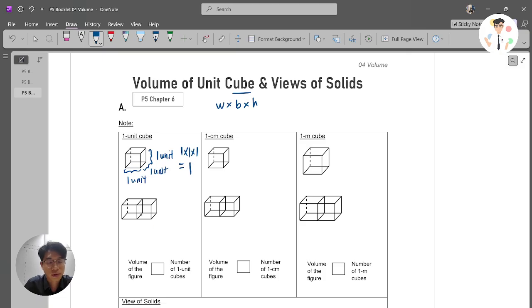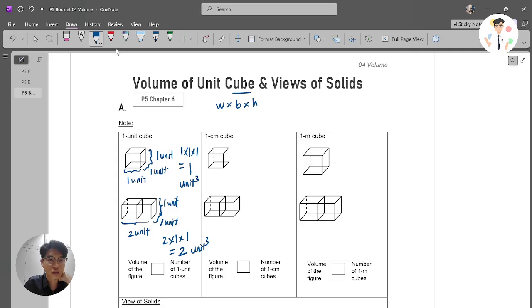Now this part, I know that here it will be 2 unit because 1 unit here, 1 unit here. So here will be 1 unit and here will be 1 unit. So I know the volume will be what? 2 times 1 times 1. So it will be 2 unit cube. Now, if we were to write the unit, it will be like this.